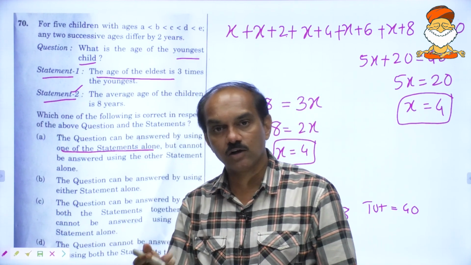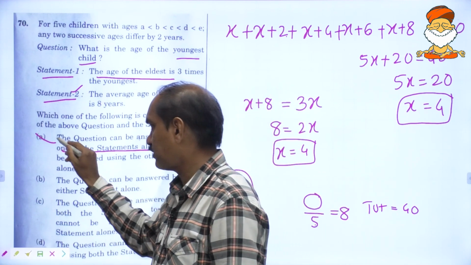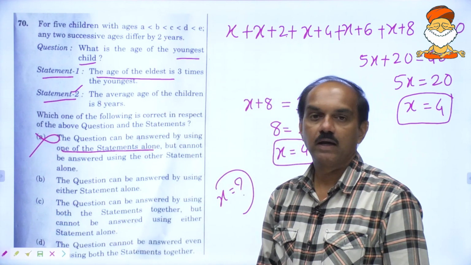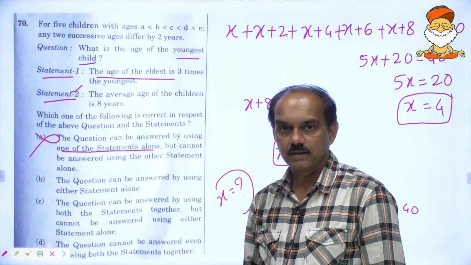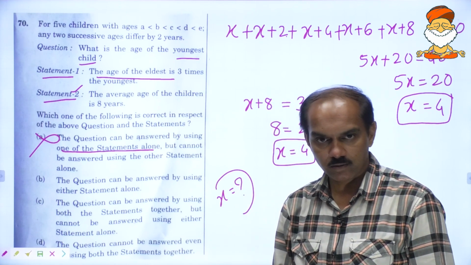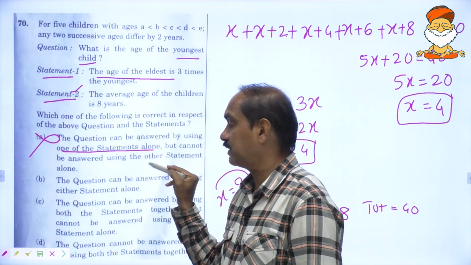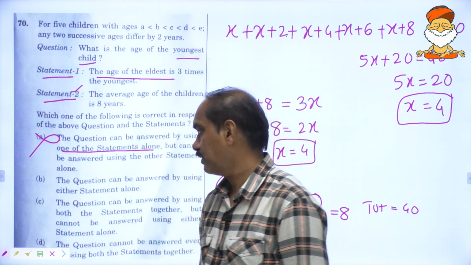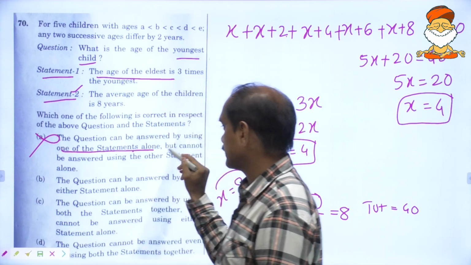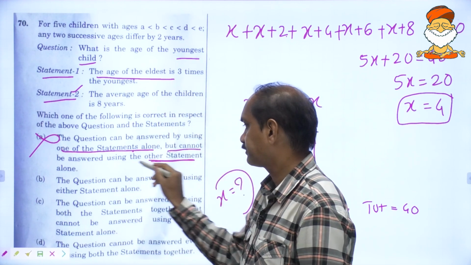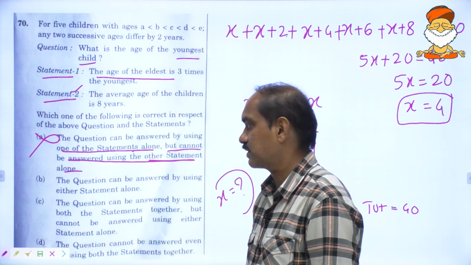Using the other statement alone also you can answer. That is why it is wrong. You can answer this using first statement alone. And he is saying, but cannot be answered using the other statement alone. That is wrong. First part is correct. Second part is wrong. That is why the first is wrong.